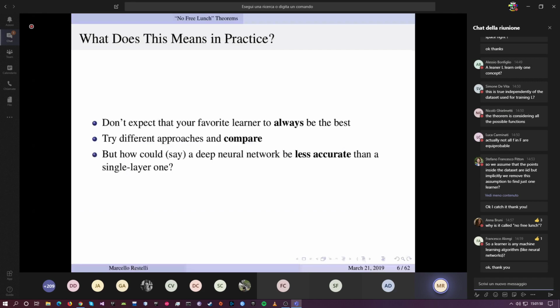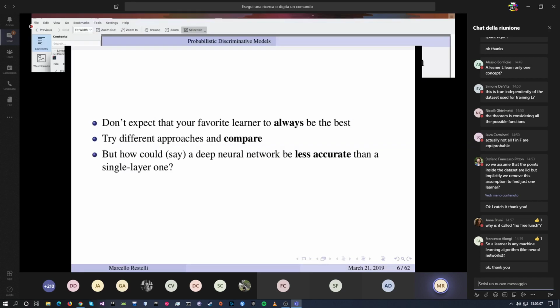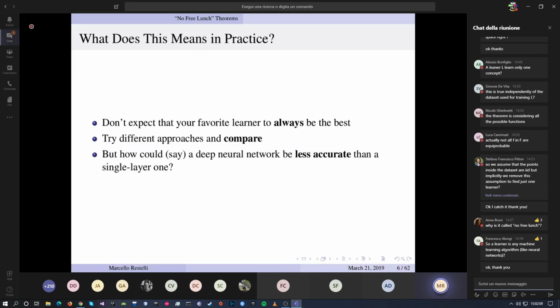So here the question is, how could a deep neural network be less accurate than a single layer one? Yes, it can happen that adding more layers is useless for your problem. Because maybe building a network with many parameters is not really good, since you have few data and so you learn something that is noisier, and so a simpler model can work better. It depends.